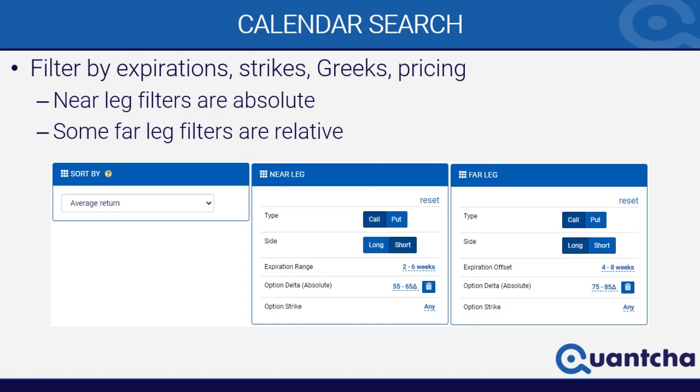So in the example that's shown here, we've got an expiration range that shows 2 to 6 weeks for the near leg, which means that if today is January 1st, it would say pick options that expire between January 15th and February, let's say 28th, just for the sake of some easy math there.